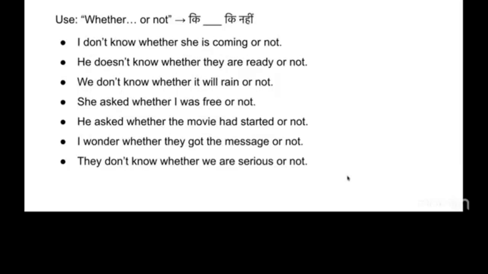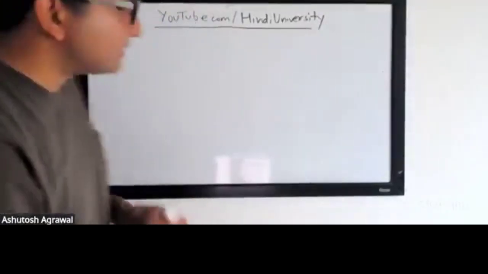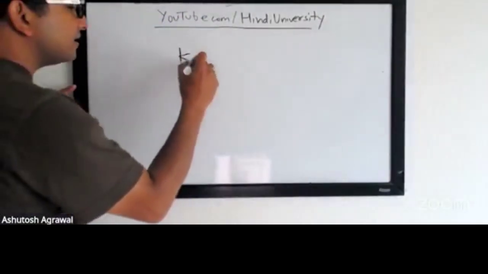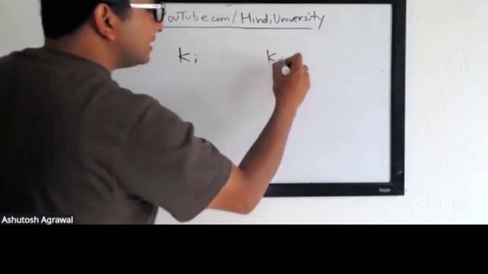Right, so this one is when you want to express uncertainty, whether something will happen or will not happen. Okay, that's when you use this conjunction key, and then sometimes you also supplement it with key nahi. Okay, right? So key or key nahi.